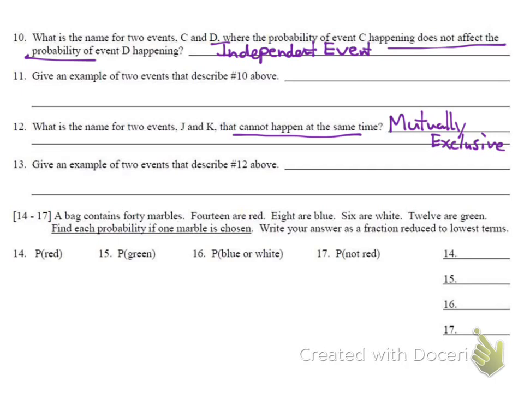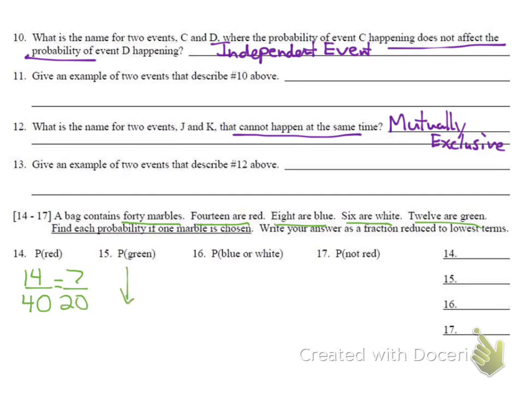Okay, let's jump down to 14. Bag contains 40 marbles. That's going to be pretty important for us. 14 are red, 8 are blue, 6 are white, 12 are green. We need to write our answer in a fraction reduced. So we need probabilities. So probability of a red. Now I know it's out of 40 because that's my total. 14 of them are red, so that leaves me with 7 out of 20.